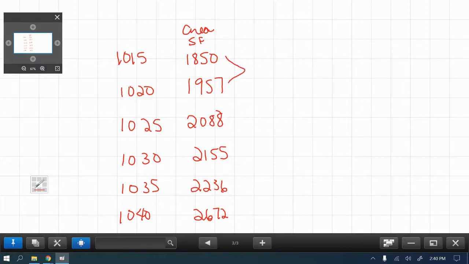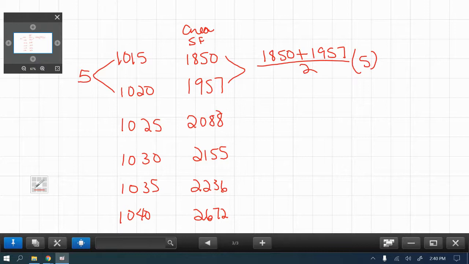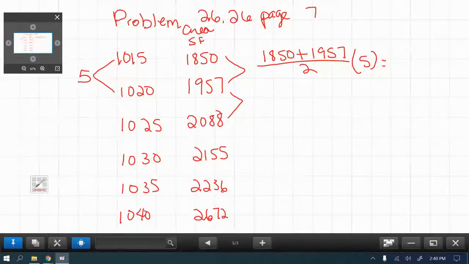So I would say 1850 plus 1957 divided by 2 times 5, because the distance between here is 5. And then I would get that answer. This is problem 26, page 797.